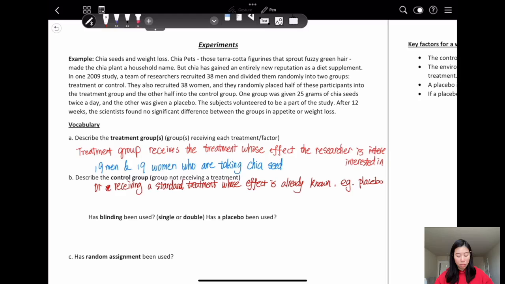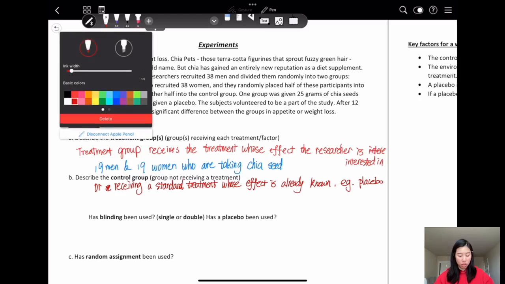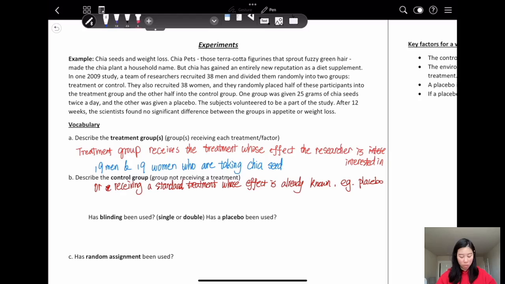So in our example, what will be the control group? The control group will be the other 19 men and the other 19 women who are taking the placebo. This is our control group.